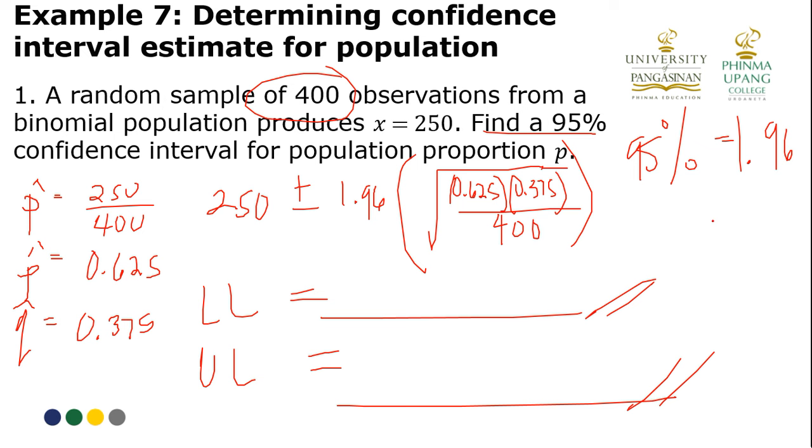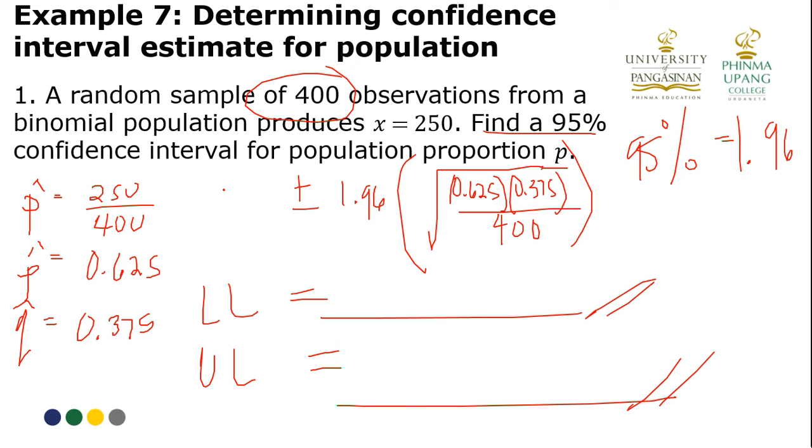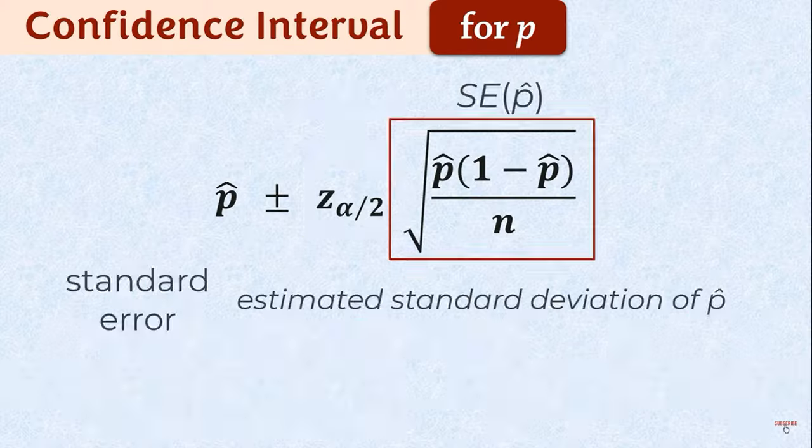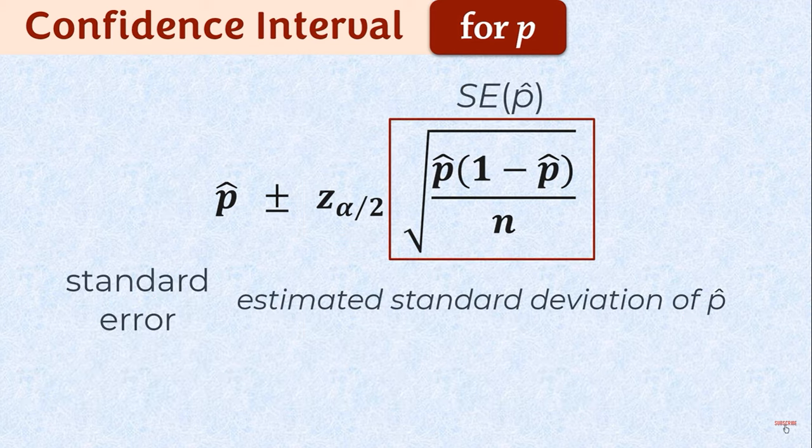UL daw. Ay, UL agad na solve, ha? Ay, sorry, sir. I forgot the solution. Wait. Feeling ko mali yung 250. X bar yan eh. P-hat tayo, sorry. Should be P-hat. P-hat yung formula. Hindi siya X bar. Your P-hat is 0.625, sorry. Ito yung formula, para di tayo malito. Diba P-hat? Should be P hat, not X bar. I forgot. Sorry.